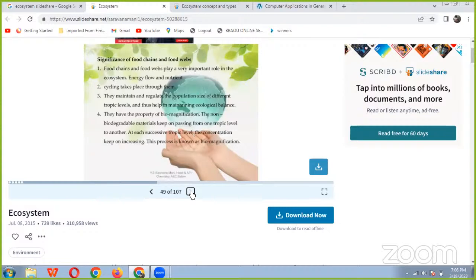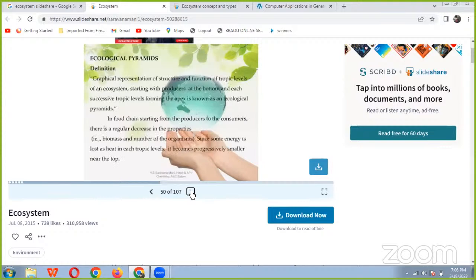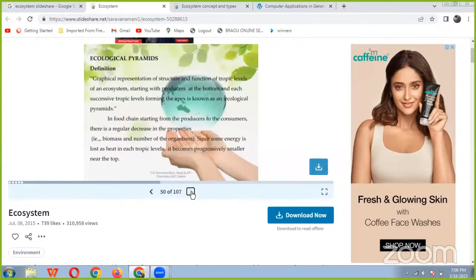Mainly, they have the property of biomagnification, where non-biodegradable materials pass from one trophic level to another trophic level, which is also important. Next one is the ecological pyramids. These are very important.